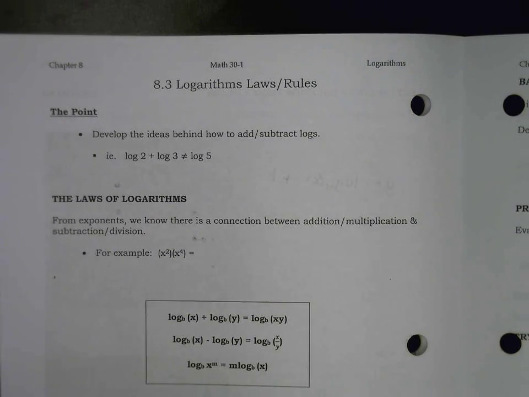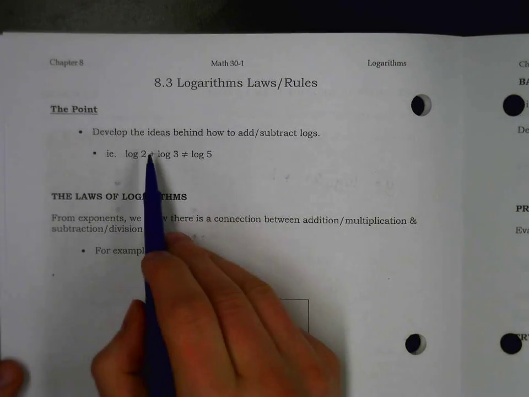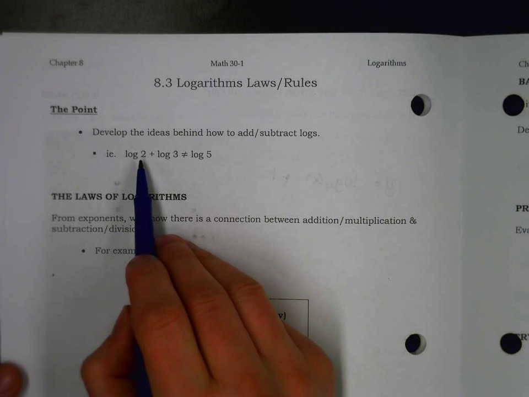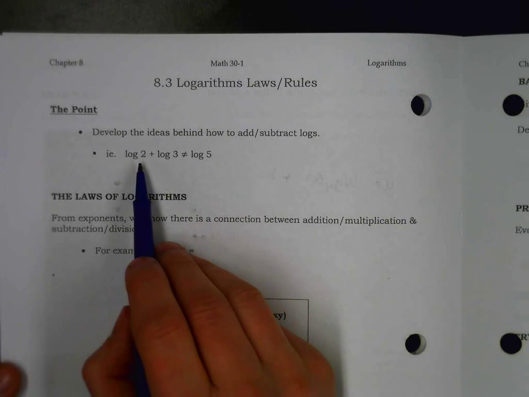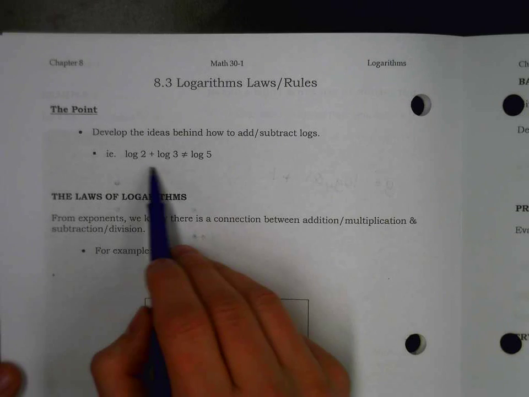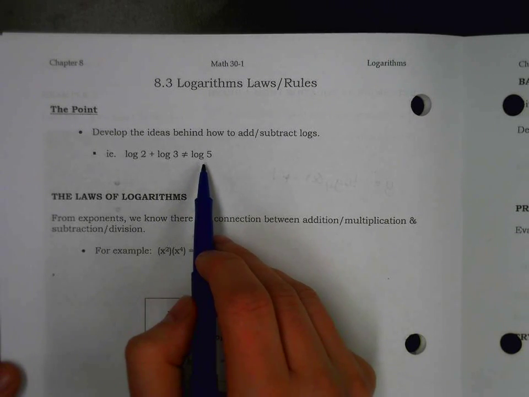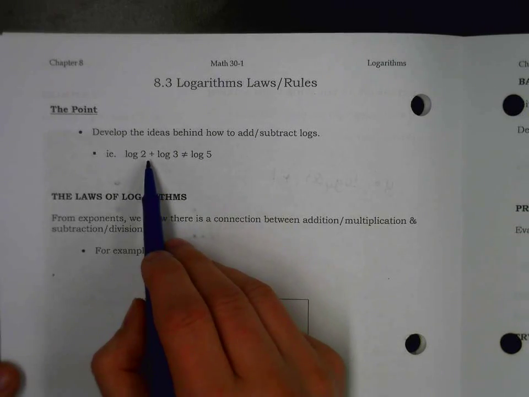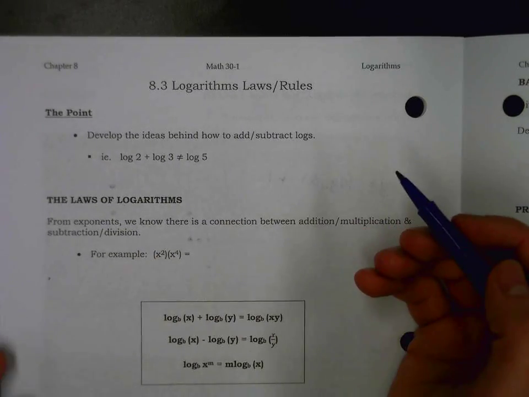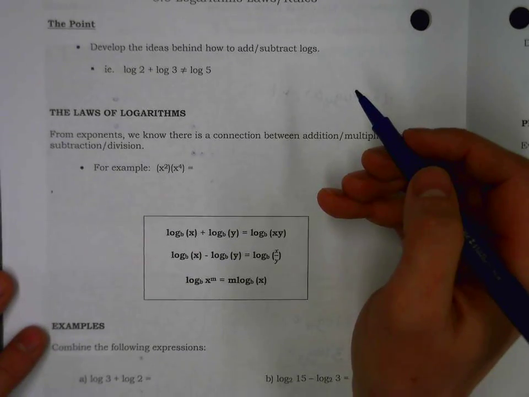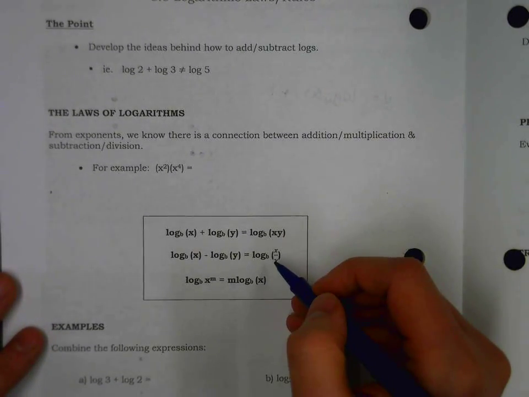Good day, Math 30-1s. Today we look at 8.3, the lesson that involves the laws and rules of logarithms, which can be a little bit tricky just because the same idea behind exponents is implicit here, that log of 2 plus log of 3 does not equal log of 5. So somehow there isn't this straightforward logic that we add our inputs to get a new input. The laws of logarithms are on our formula sheet, and they are sort of listed below.